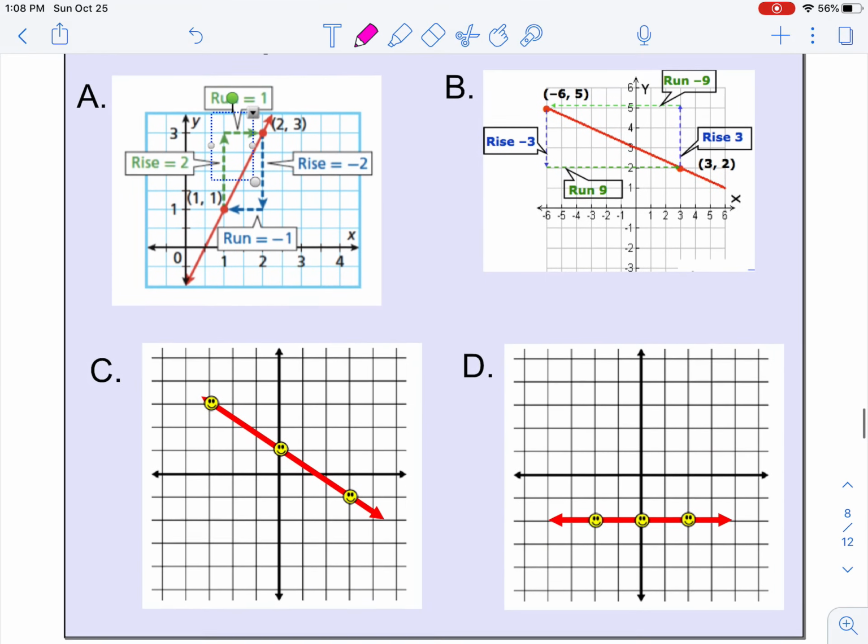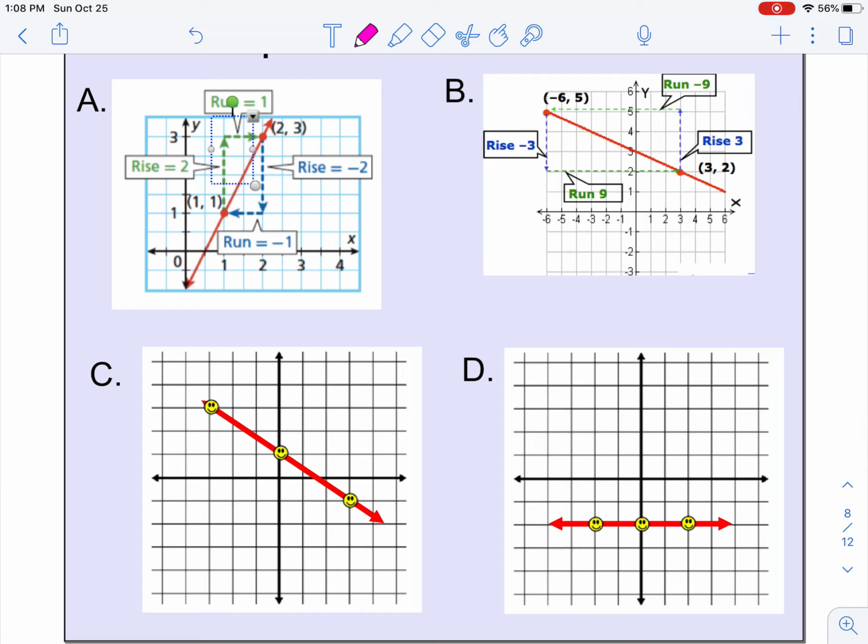All right, so we're going to find the slopes of these lines. I'm going to start working through some with you, and then you are going to try some by pausing the video, just like we've been doing. The first one we're going to do right here is finding the slope between this point and this point.